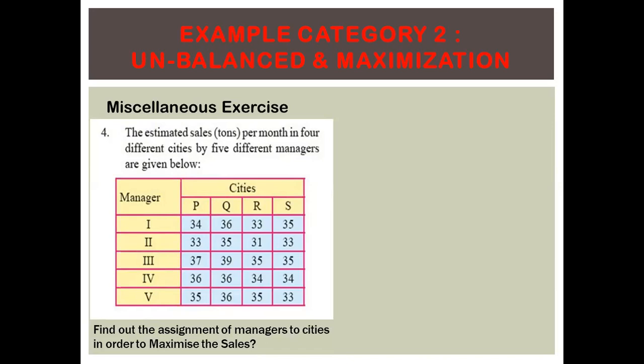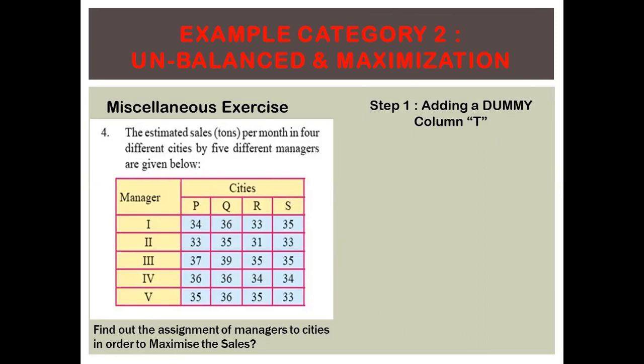Correct. You will make it a balanced problem. And how will you do that? You will add a dummy column because P, Q, R, S, these are the 4 columns. We require one more column. That is why we'll name it as column T. And all the elements of that particular column will be 0.